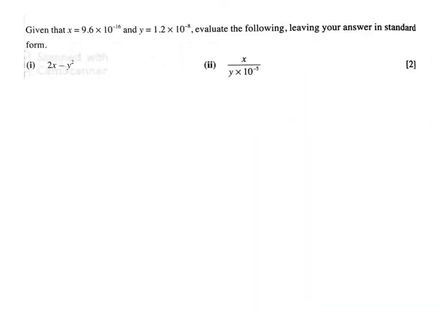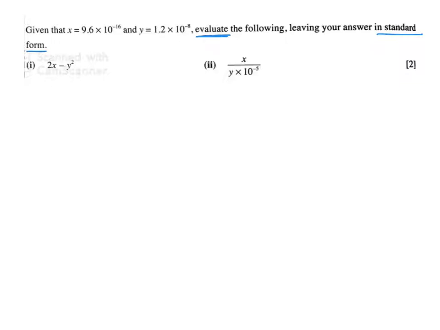Given the following values of x and y, the question asks you to evaluate the following. That means you need to find the value of the following and you can use your calculator. The final answer should come in the form of a standard form. So we shall begin with the first one.